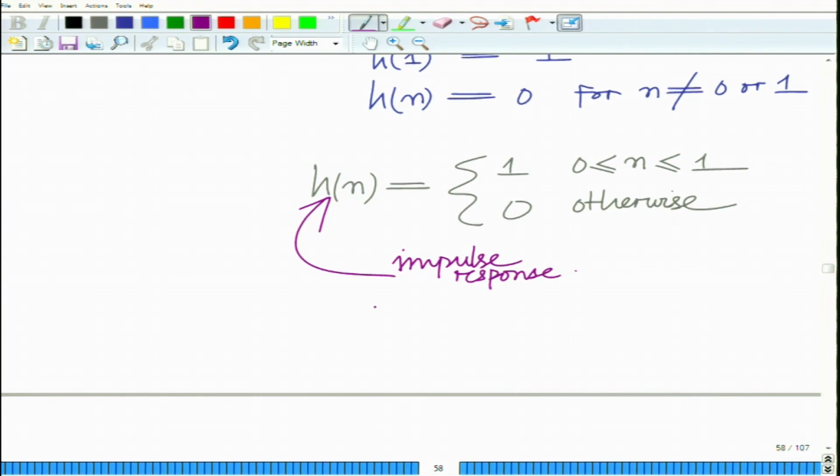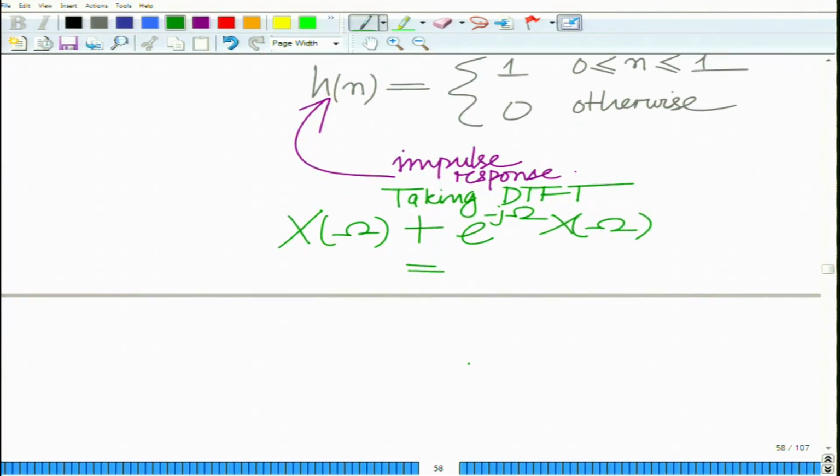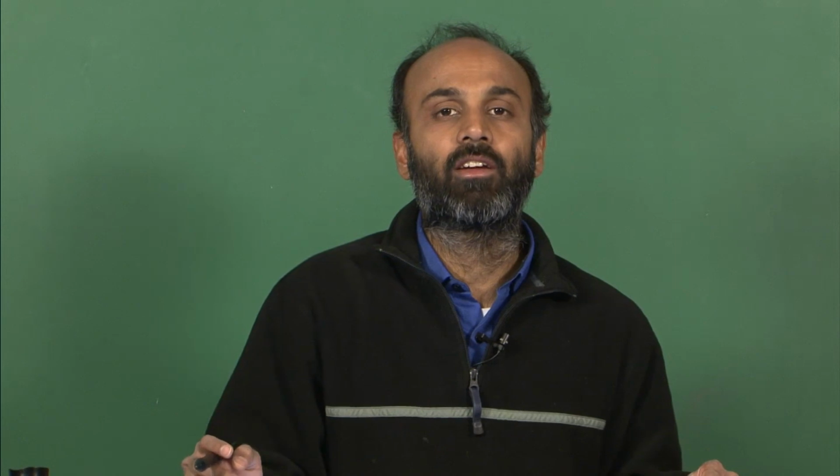This is basically the impulse response of the system, and now what we also get is, taking the DTFT to find the frequency response, X of omega plus e raised to minus j omega X of omega. This is equal to Y of omega. The term e raised to minus j omega X of omega is the DTFT of x[n minus 1], if X of omega is the DTFT of x[n], and on the right hand side taking the DTFT yields Y of omega.